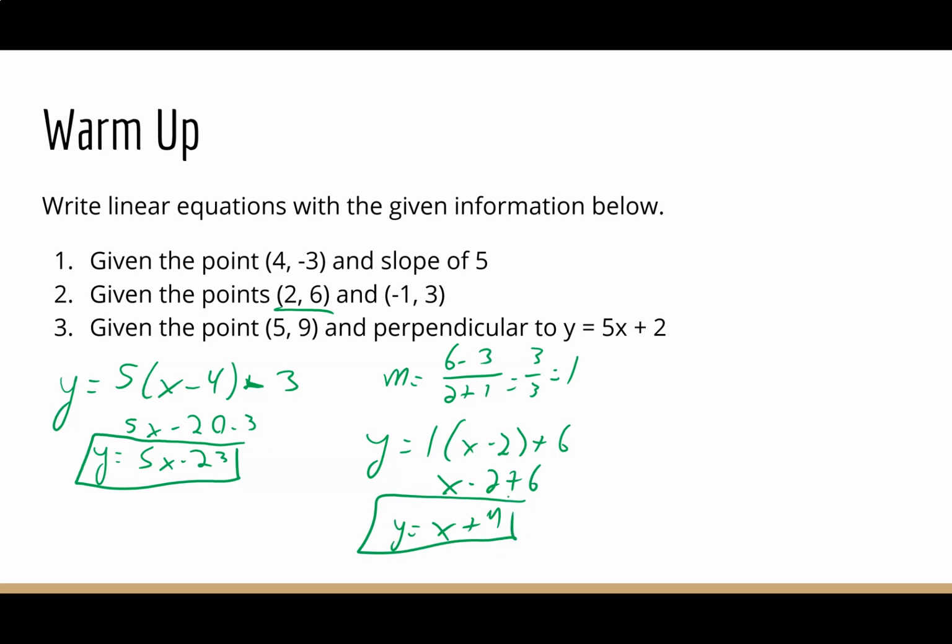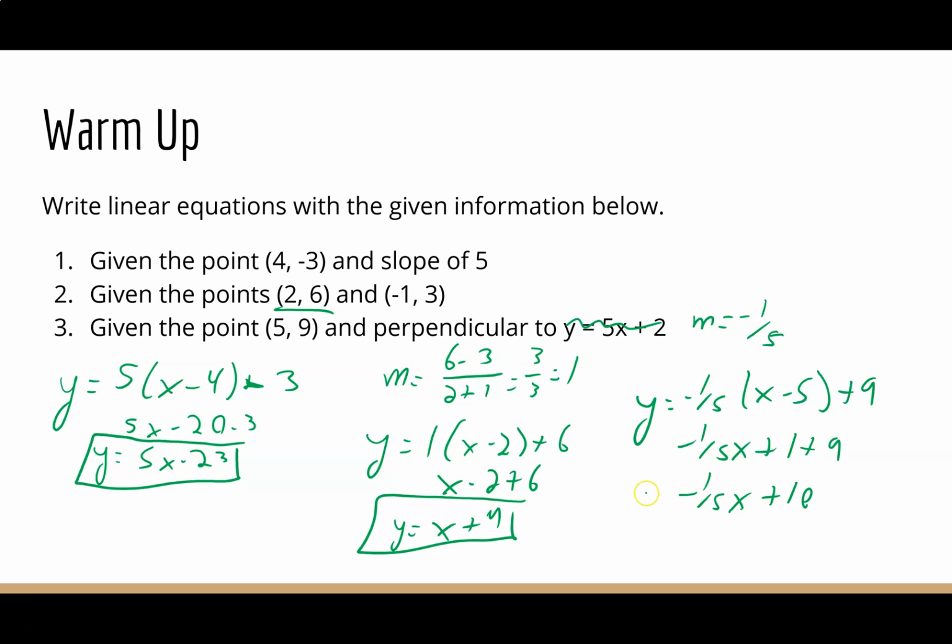And lastly, given the point (5, 9), and perpendicular to y equals 5x plus 2. So first of all, the m is going to be our slope. So if the original is 5, the new one is -1/5. And I don't need the equation after that. Y equals -1/5, x minus 5 plus 9. Distribute the -1/5. -1/5 times -5 is +1. So -1/5 x plus 10 is our answer there.